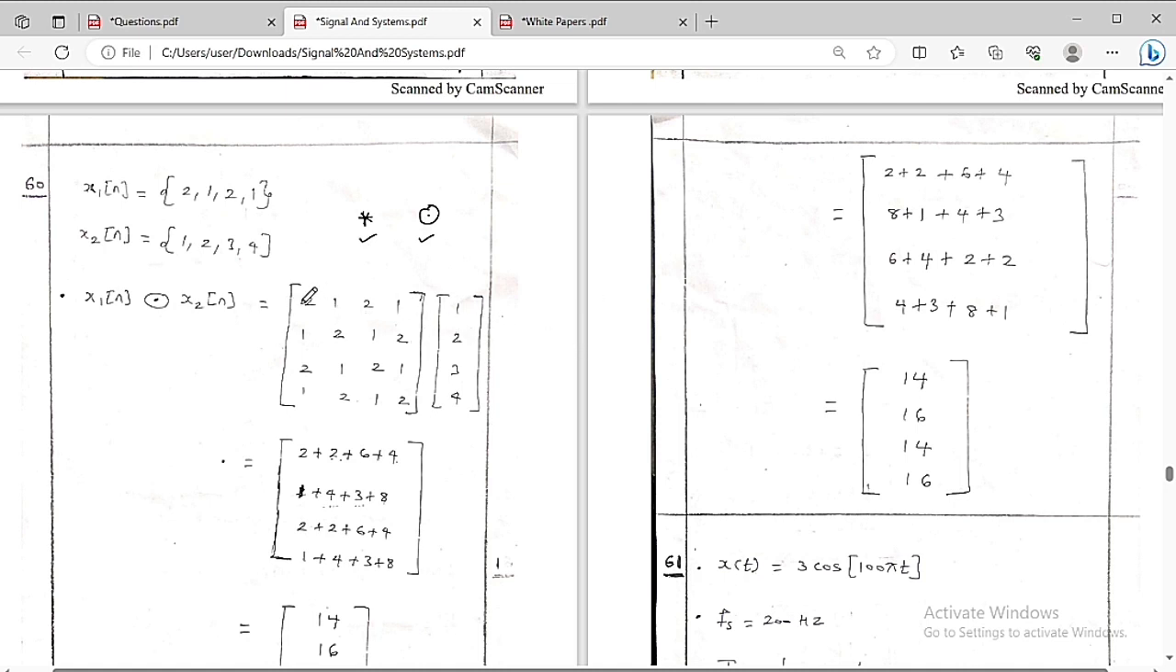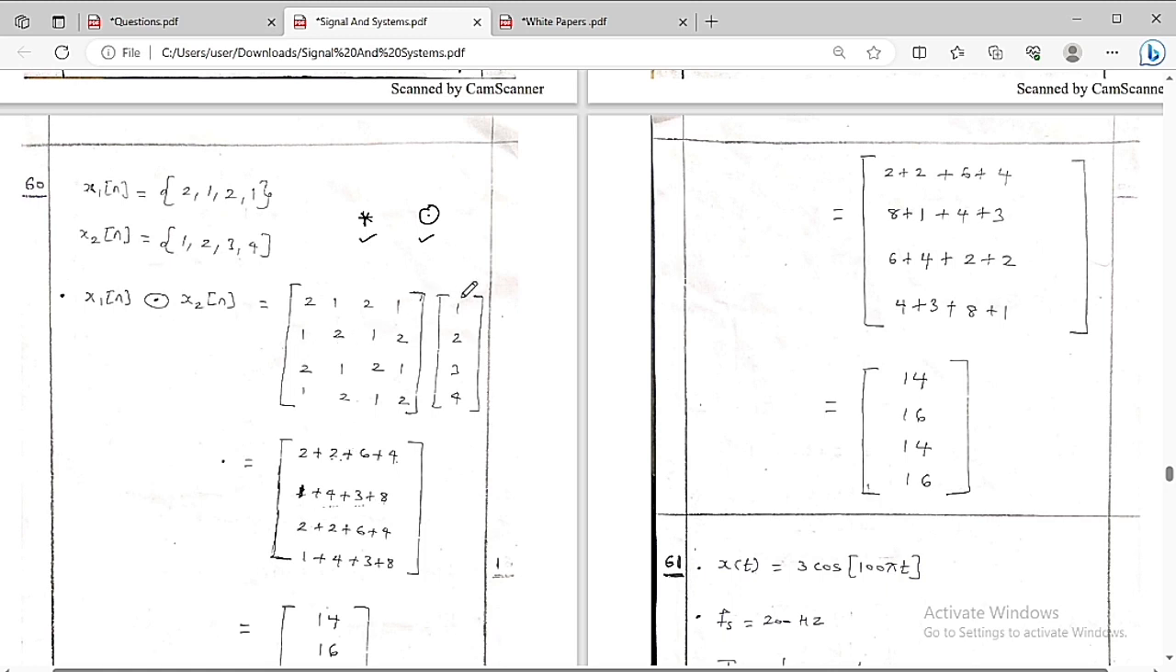Then what are you going to get? 2 into 1 is 2, plus 1 into 2 is 2, plus 2 into 3 is 6, plus 1 into 4 is 4. So 2 plus 2 plus 6 plus 4 is 14. Next, 1 into 1 is 1, plus 2 into 2 is 4, plus 1 into 3 is 3, plus 2 into 4 is 8. So 1 plus 4 plus 3 plus 8 is 16.